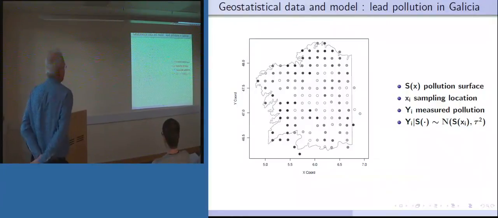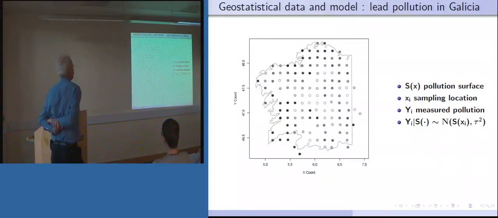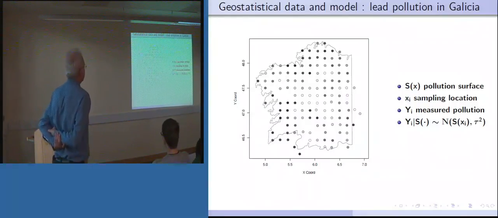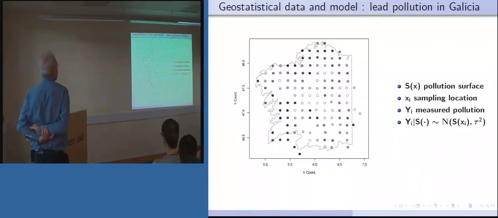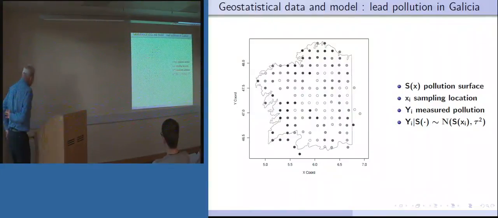And the way I would formulate it, in the language of Diggle and Ribeiro, is that we start with a simple Gaussian model for the underlying surface S, and we postulate that the Y's, the measured pollutions, are themselves Gaussian with conditional means S of X, and variance tau squared, which is the measurement error in the pollution device. And the objective is to predict the underlying surface S of X. Okay.